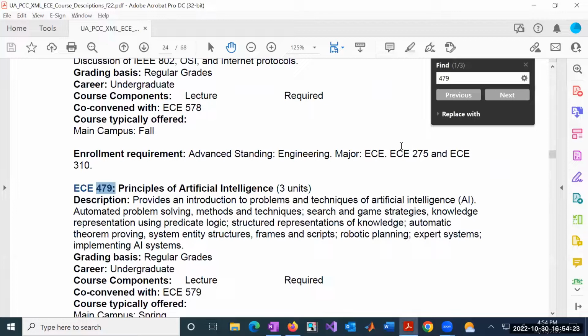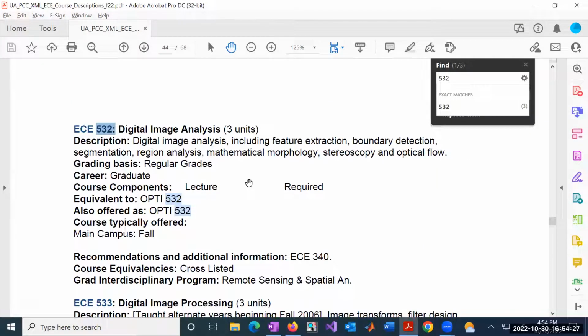Again, you can go back here and search on 532. That's not a dual numbered class, but now if you're seeing these images, can you extract features from those or detect boundaries? Can you segment the image? Or what can you do relative to optical flow or mathematical morphology?